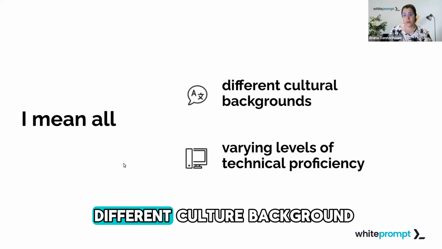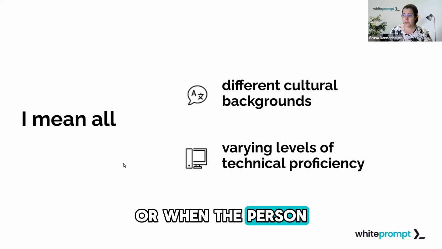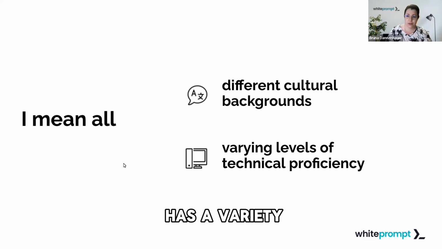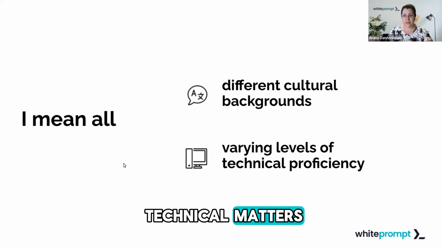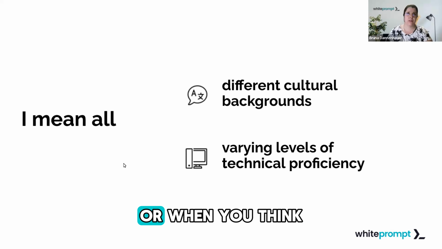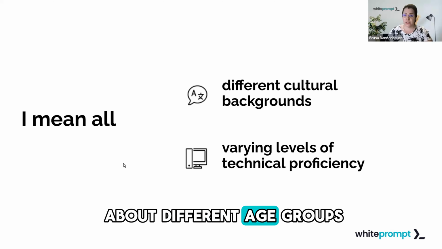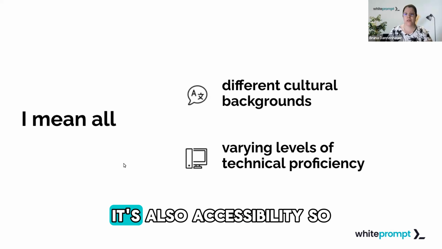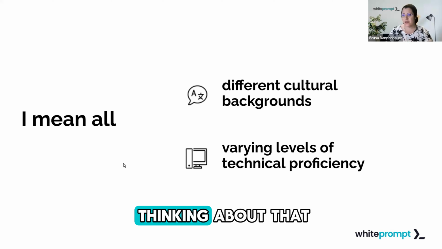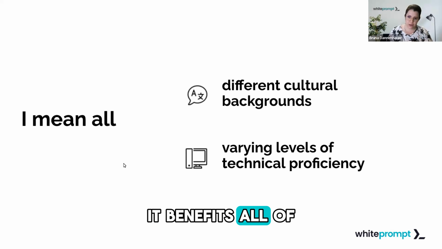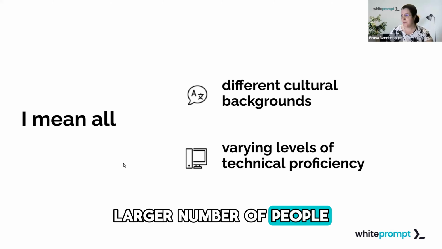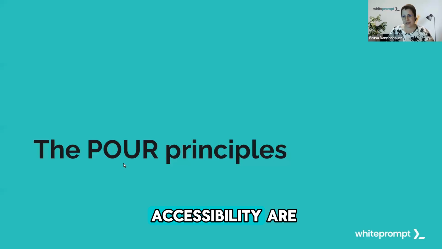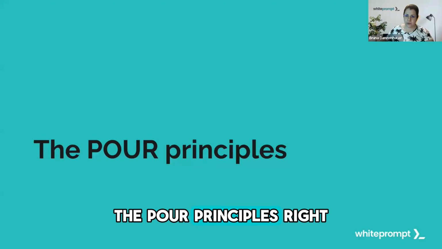You don't need to think only about people with disabilities. For example, when people have a different cultural background, or a varying level of proficiency in technical matters, it's also something about accessibility. Or when you think about different age groups, like elderly people, it's also accessibility. So thinking about that, it benefits all of your users and makes your product richer and usable for a larger number of people.